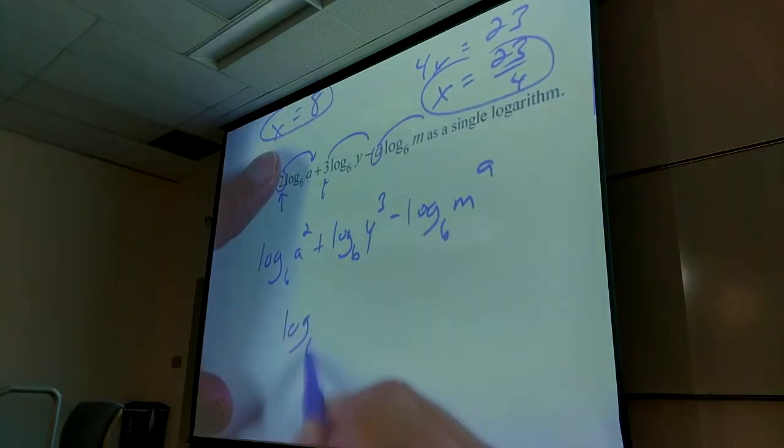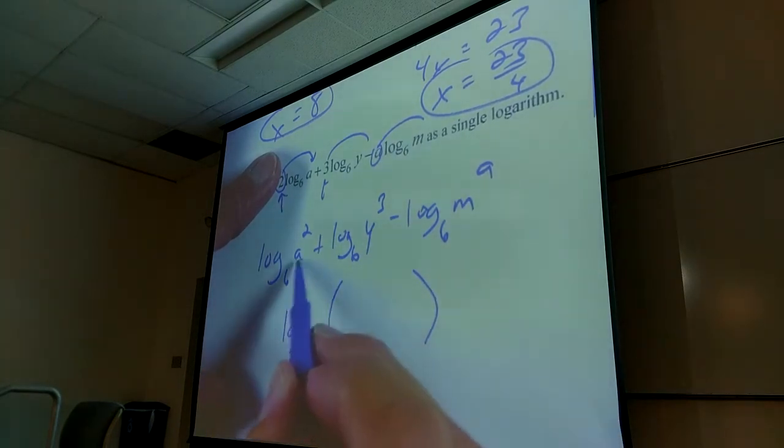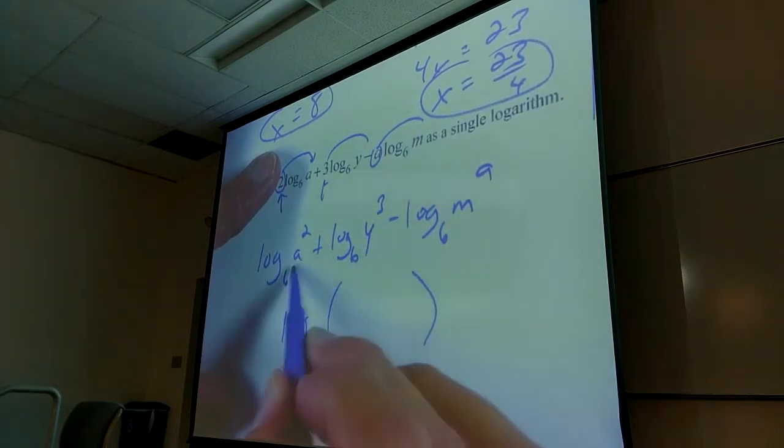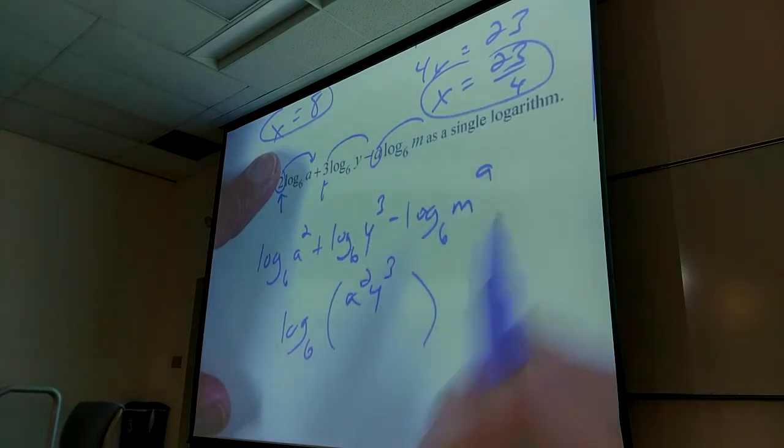Be log base 6. Let me see if I can do this all at once. Well, I'm adding, so what was I doing here? Multiplying. And I'm subtracting, so what was I doing with this guy? Dividing.